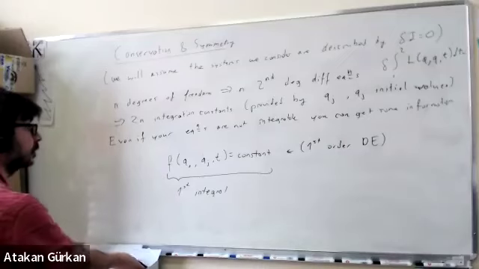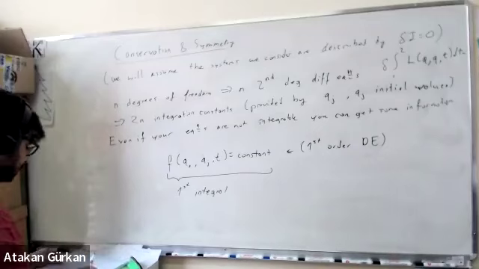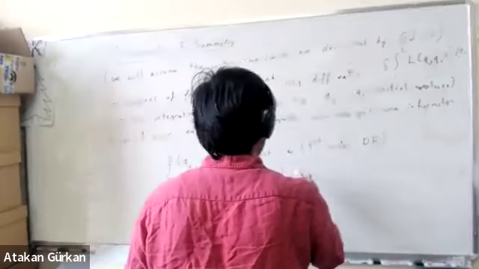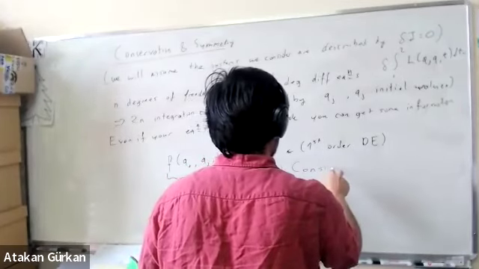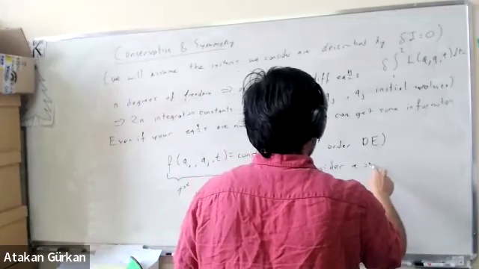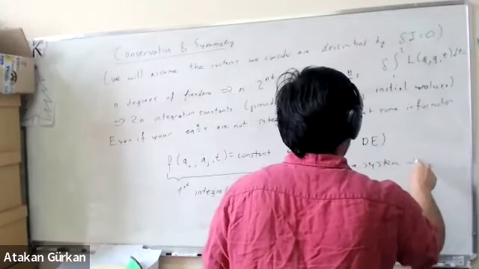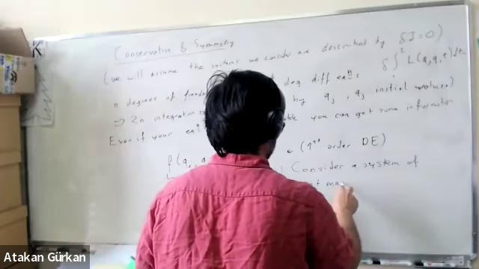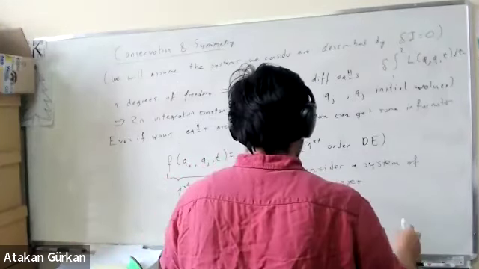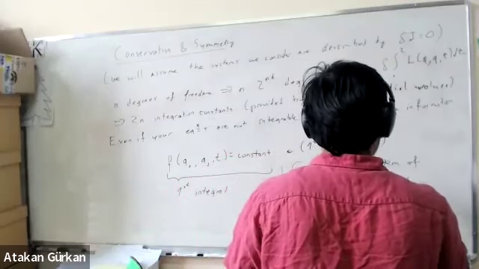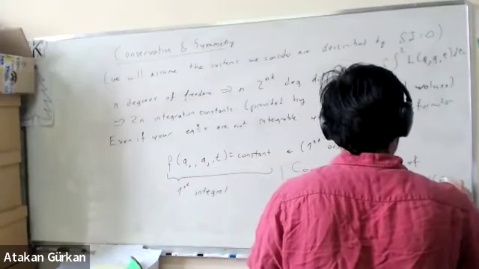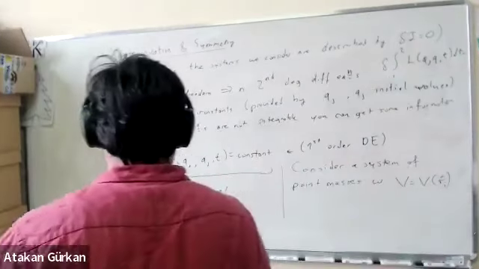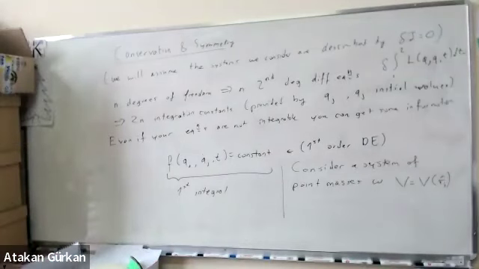Now we're going to consider also a system of point sources. Let me write my assumption here. So consider a system of point masses, not point sources, I'm sorry. Point masses. And the potential is just going to depend on their position. It doesn't depend on the derivatives of the positions, it doesn't depend on time.